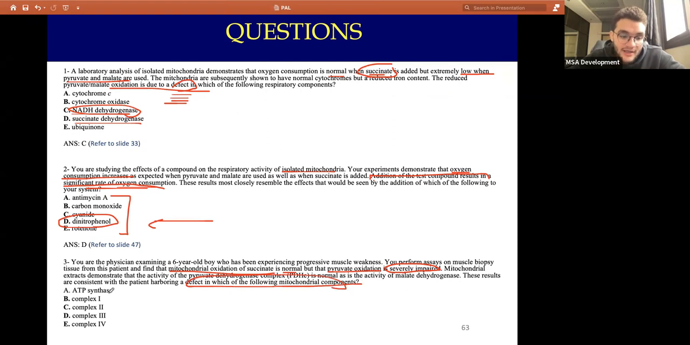Okay, so yes, it is B. It's exactly the same concept as number 1. But the point of this question, why I put it, is I want you to know both names for every single complex, and I want you to understand the concept again: when pyruvate oxidation is impaired or succinate oxidation is normal. Succinate oxidation is for complex number 2. Pyruvate is for complex number 1. So indeed it's B.